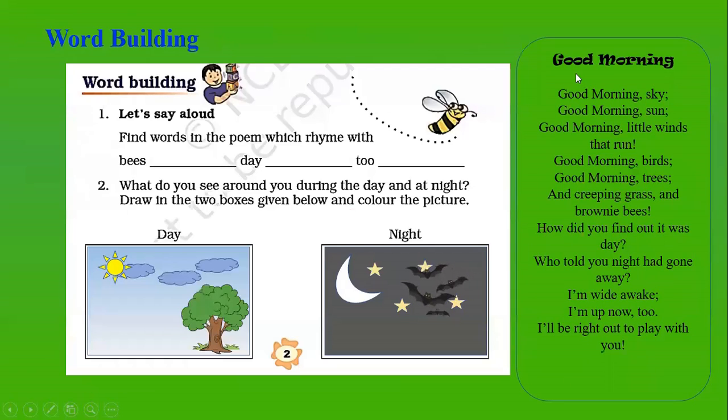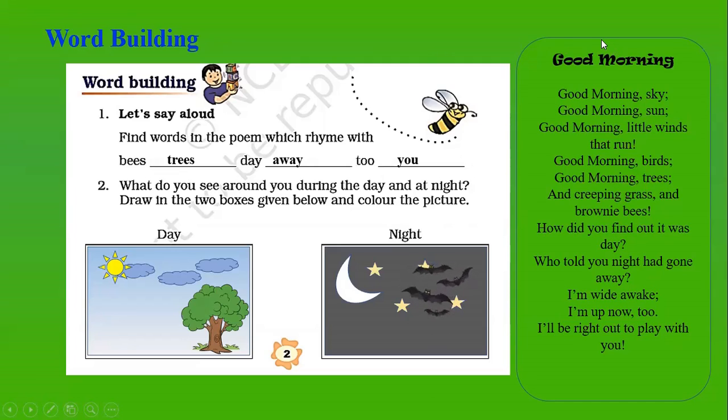Now here is the poem for you, children. Go through the poem and find out the rhyming word for bees. Here you can see, children, the rhyming word for bees is trees. Now can you find out the rhyming word for day? The word that rhymes with day is away. And finally, the word that rhymes with to is you. So these are the rhyming words.